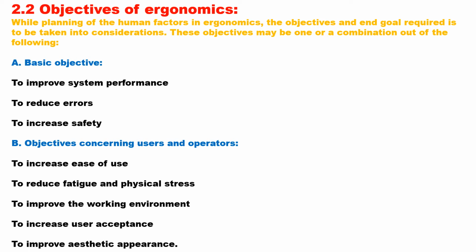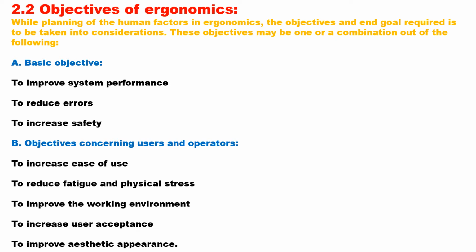Objectives of ergonomics. While planning of the human factors in ergonomics, the objectives and end goal required are to be taken into consideration. These objectives may be one or a combination of the following. A. Basic objectives: to improve system performance, to reduce errors, to increase safety. 3 important basic objectives are to improve the system performance, to reduce errors and to increase safety.